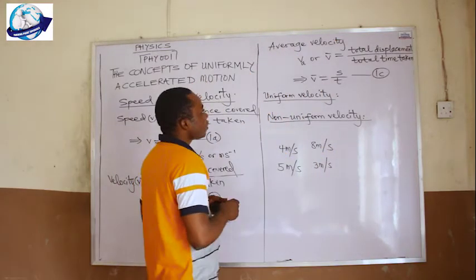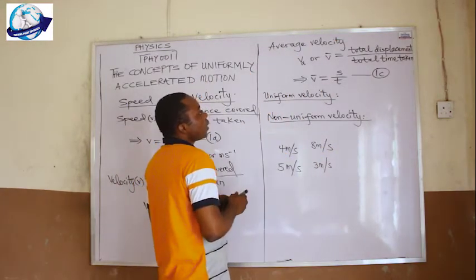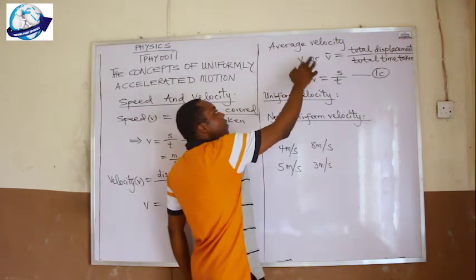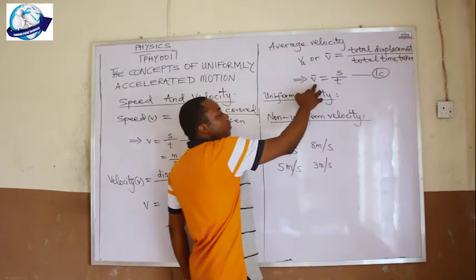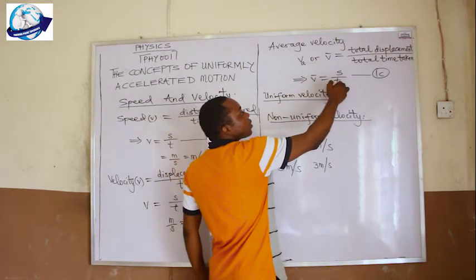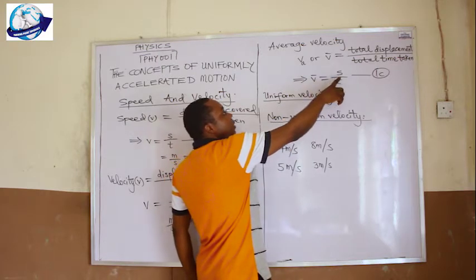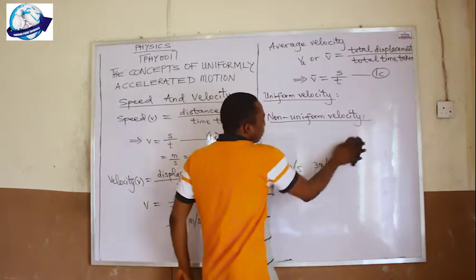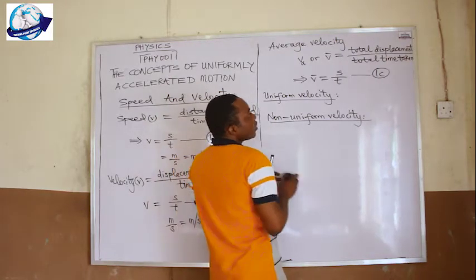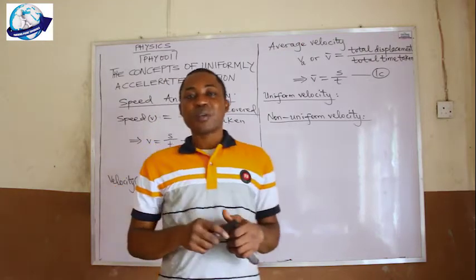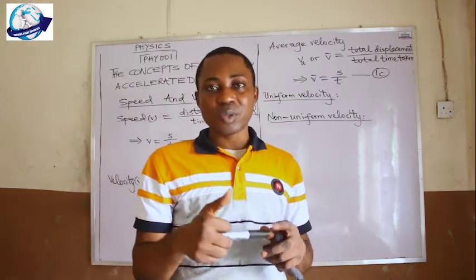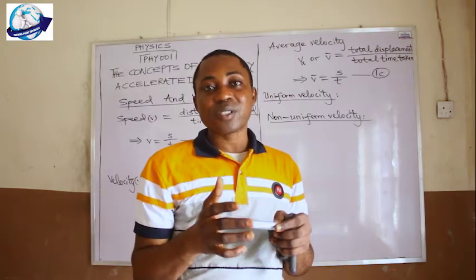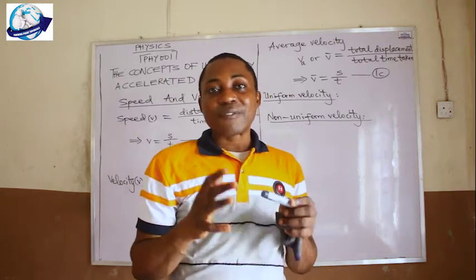Now, let me go back to something very important, lest I forget. I just want to recall what we said about the average velocity. We said average velocity is v bar, which is equal to s over t, total displacement covered over total time taken. But let's not forget, average velocity can also be written in another way. Average velocity is also the average of the initial and the final velocity.